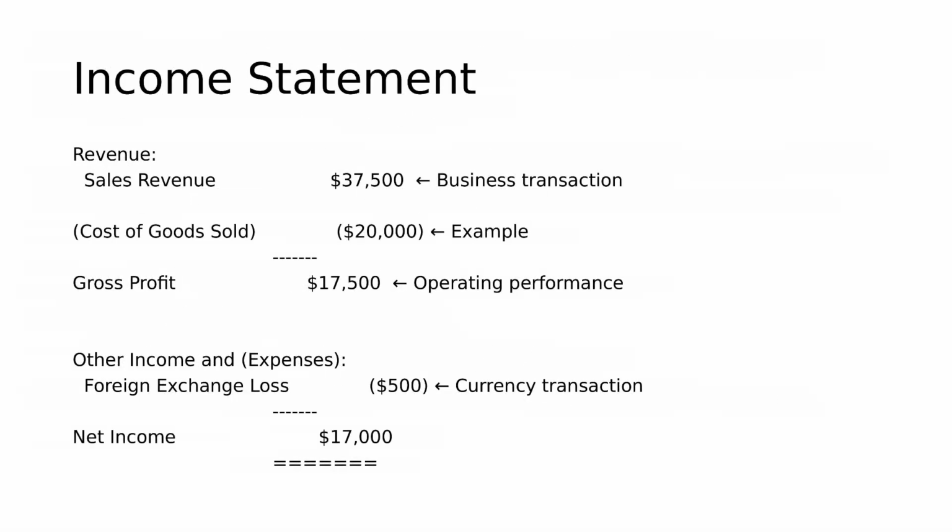Let's see how all of this appears on an income statement. Your sales revenue from the business transaction is $37,500, the amount you expected based on your sale. Subtracting the cost of goods sold of $20,000 gives a gross profit of $17,500, which shows your core operating performance. But there's more. Under other income and expenses sits a foreign exchange loss of $500. This captures the effect of currency fluctuations on your results. After considering all these elements, your net income comes to $17,000.